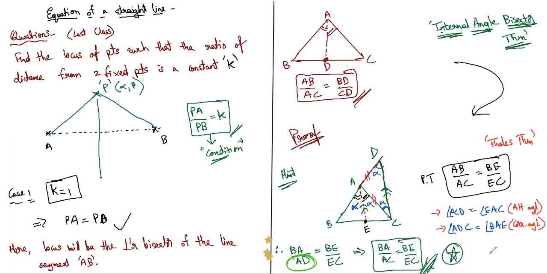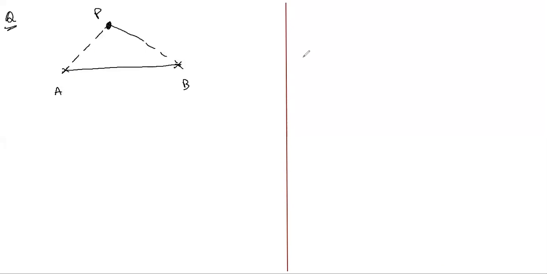What is the question of the previous class? The question is asking, suppose you have two fixed points A and B. Then what is the locus of the third point P such that PA by PB is some constant and that constant is not equal to 1? Okay. If that constant is equal to 1, the locus will be the perpendicular bisector. वो तो हो गया, वो last class में discuss कर दिया. But what if that constant is not equal to 1? What is going to happen?